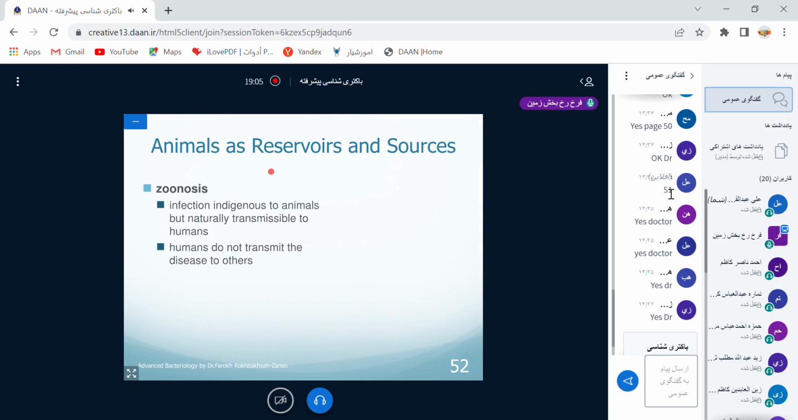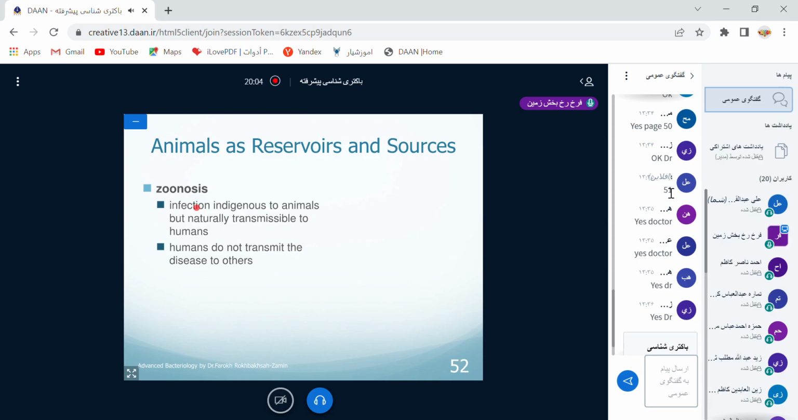So we remind you that sometimes animals are a source of infection for transfer to humans. Some infections are related to animals, and accordingly they can be transmitted from animals to humans. So we call them reservoirs. And those infections transmitted from animal to human we call zoonoses or zoonotic infections. Zoonotic infection or zoonoses: infection in the genus of animals, but naturally transmissible to humans. Humans don't transmit the disease to others.